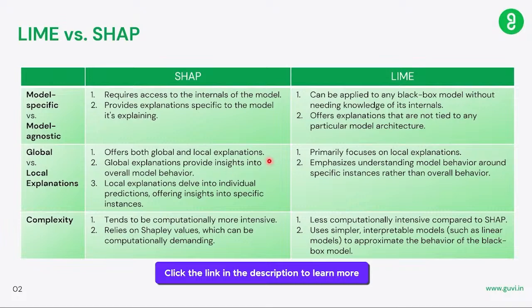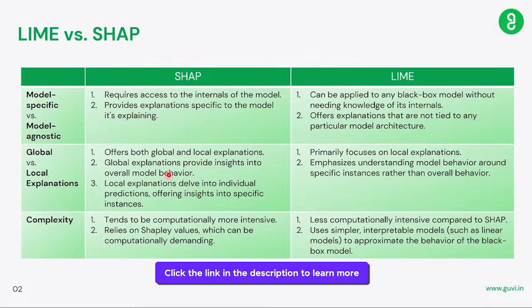Lime predominantly focuses on providing the local explanations. It aims to explain individual predictions by approximating the behavior of the black box model around specific instances. While global insights are not directly provided by Lime, it can still offer valuable insights into local decision making processes. So, this is more of local interpretation.